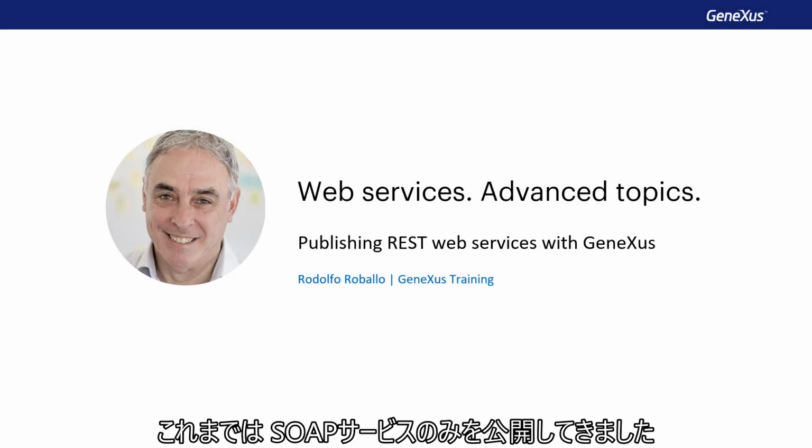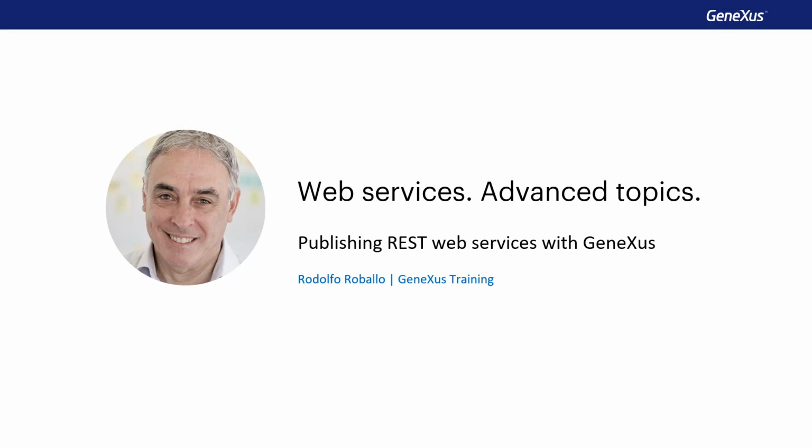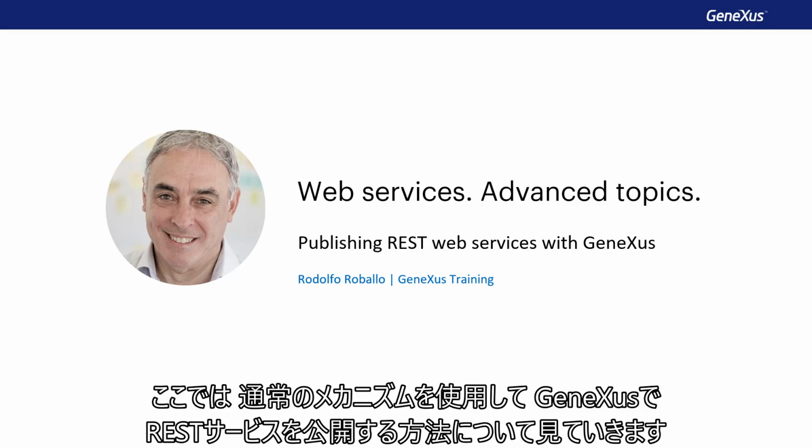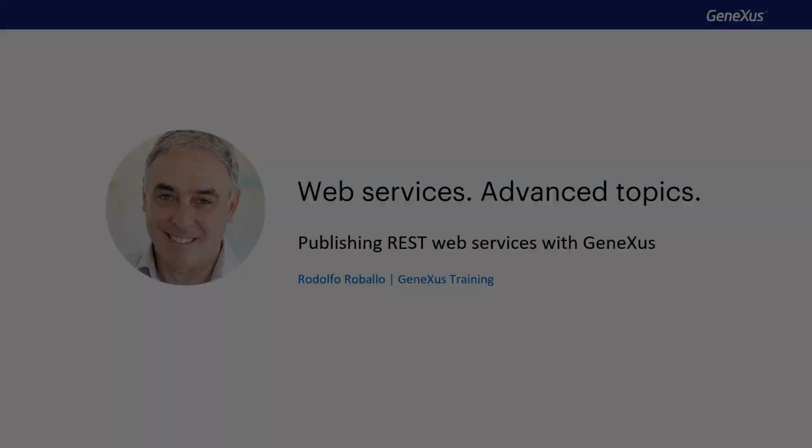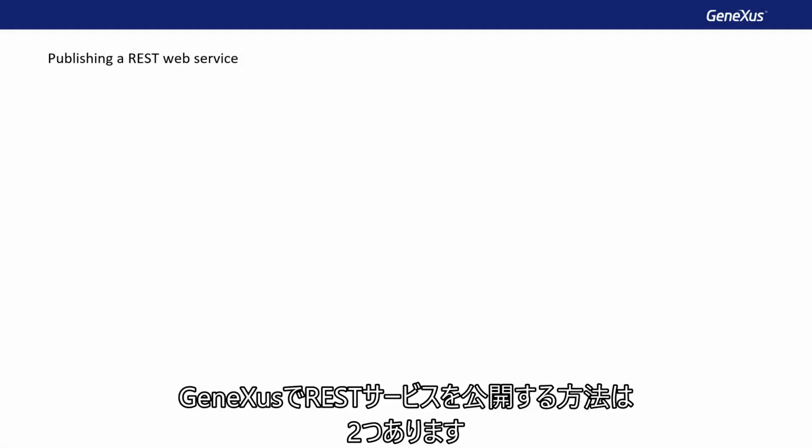So far, we've only published SOAP services. Now we'll see how to publish REST services with GeneXus using the usual mechanism and also the API object, with all the advantages provided by this object. In GeneXus, there are two ways to publish a REST service.